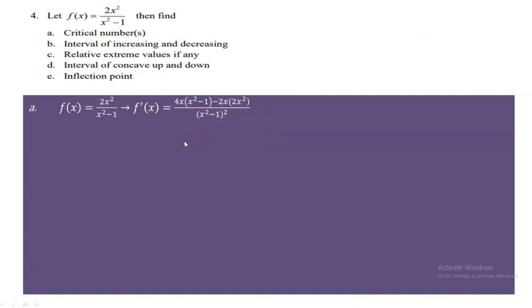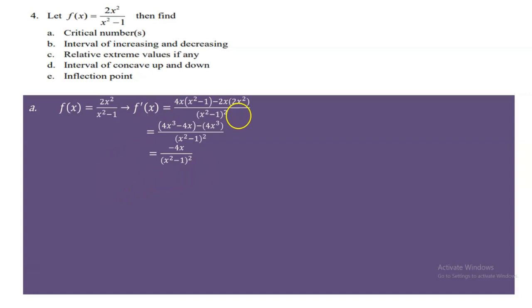And the next step is simplifying this. So 4x times x squared makes 4x cubed, and 4x times minus 1 makes minus 4x, and this makes minus 4x cubed, divided by x squared minus 1 the whole squared. Here there are terms to be cancelled. 4x cubed can be cancelled by minus 4x cubed, and then you obtain negative 4x divided by x squared minus 1 the whole squared. So the first derivative is now obtained.